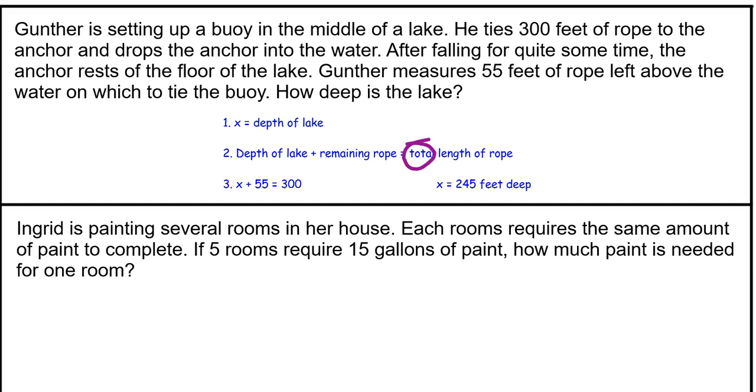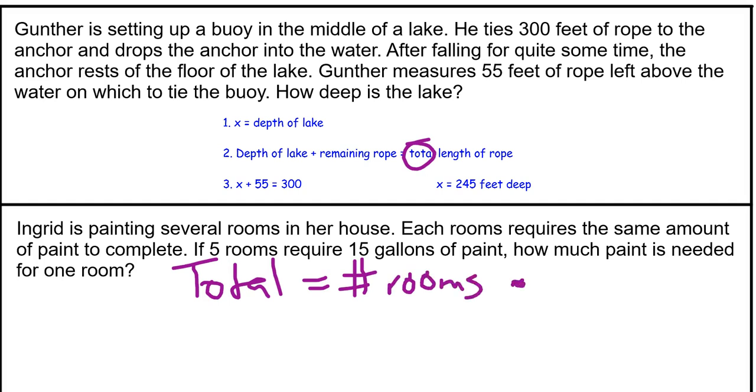In the last problem, Ingrid is painting several rooms in her house. Each room requires the same amount of paint to complete. If 5 rooms require 15 gallons of paint, how much paint is needed for 1 room? Now, this is slightly different than the ones we've seen before. Here we have a total amount of paint still, but now it's not a question of adding things up. It's a question of taking multiple copies of rooms. So we have a certain number of rooms, and each of those rooms are going to require a number of gallons of paint per room.